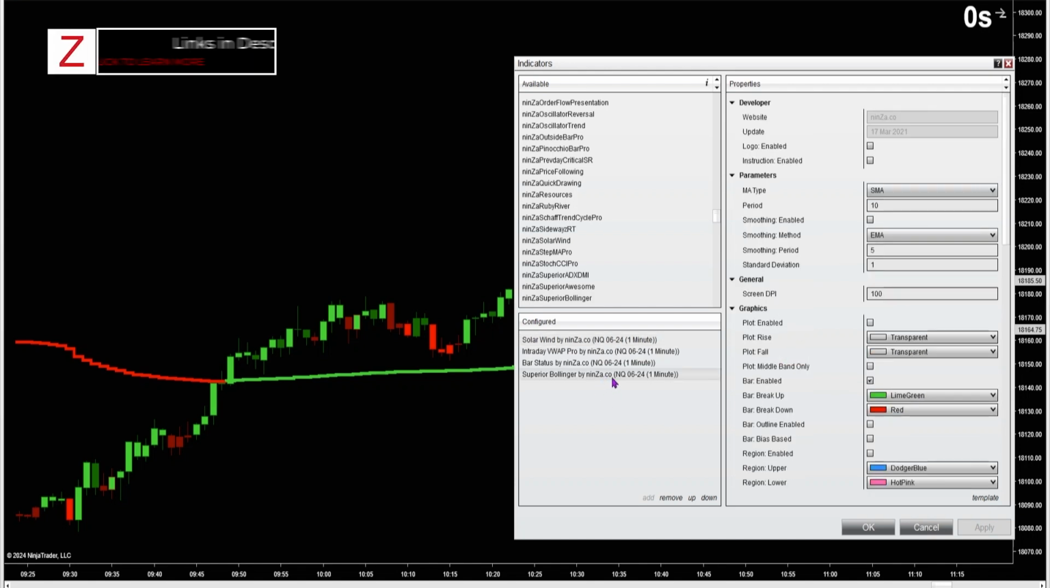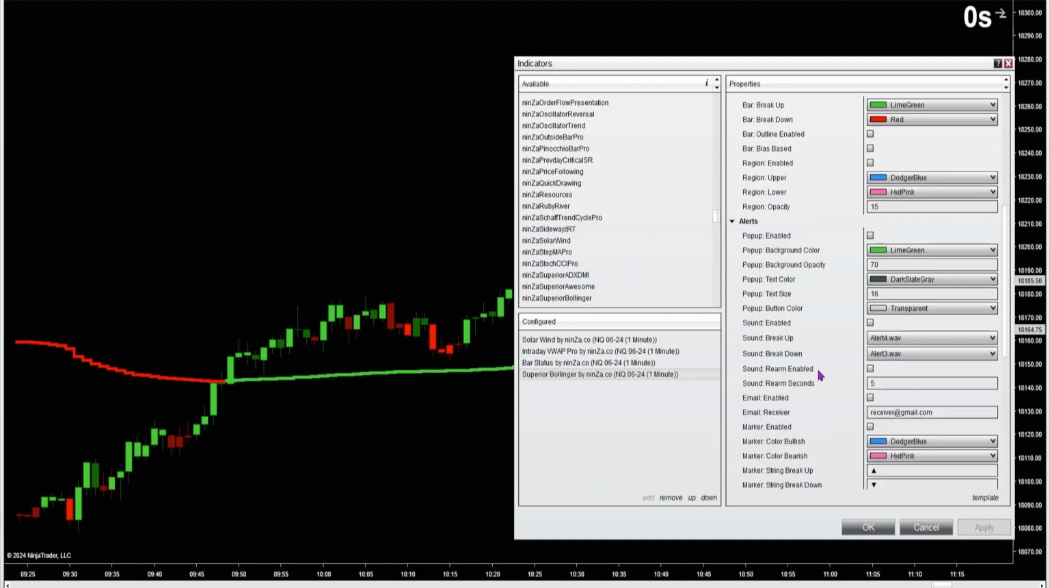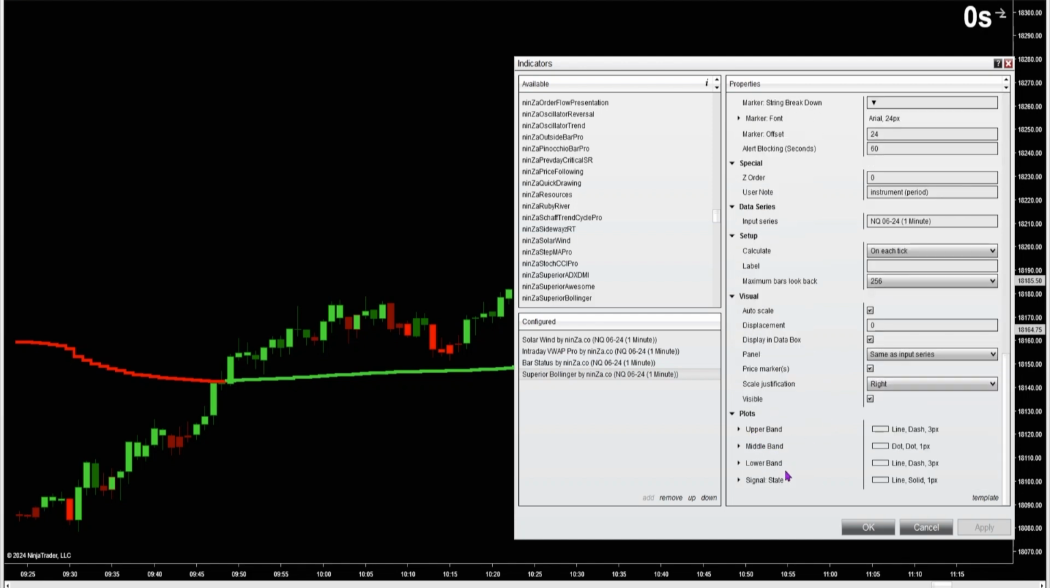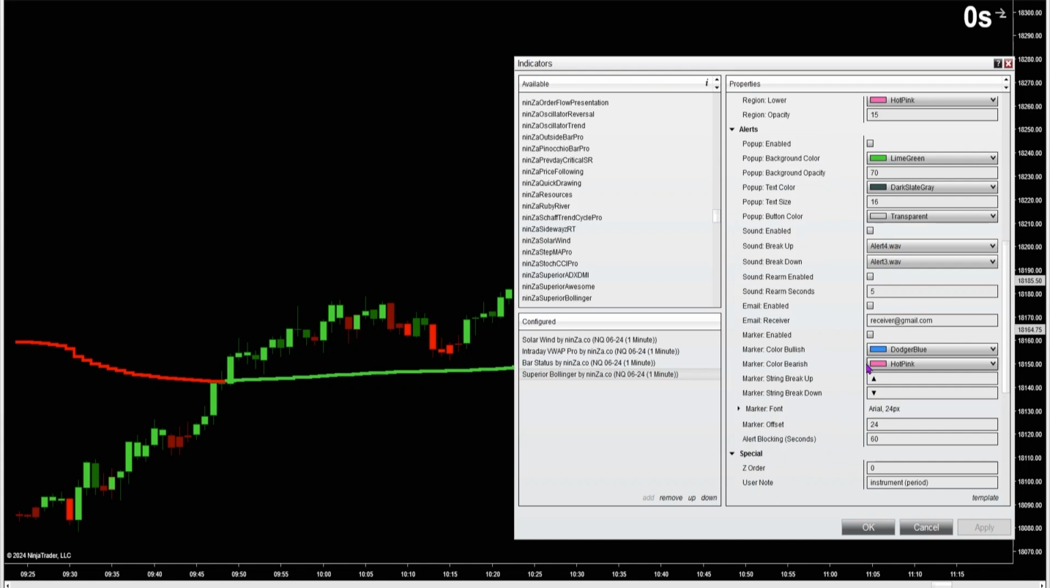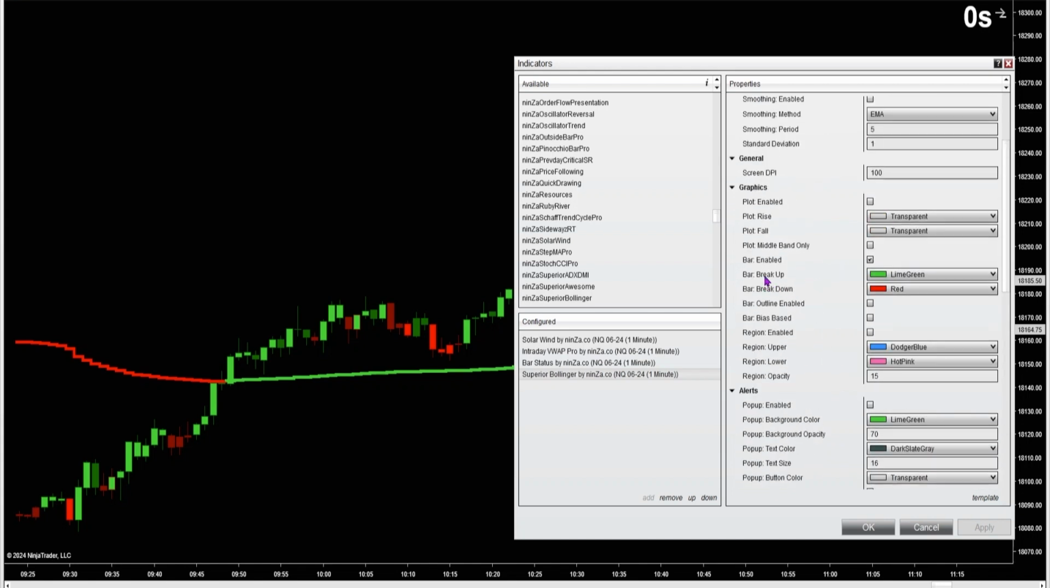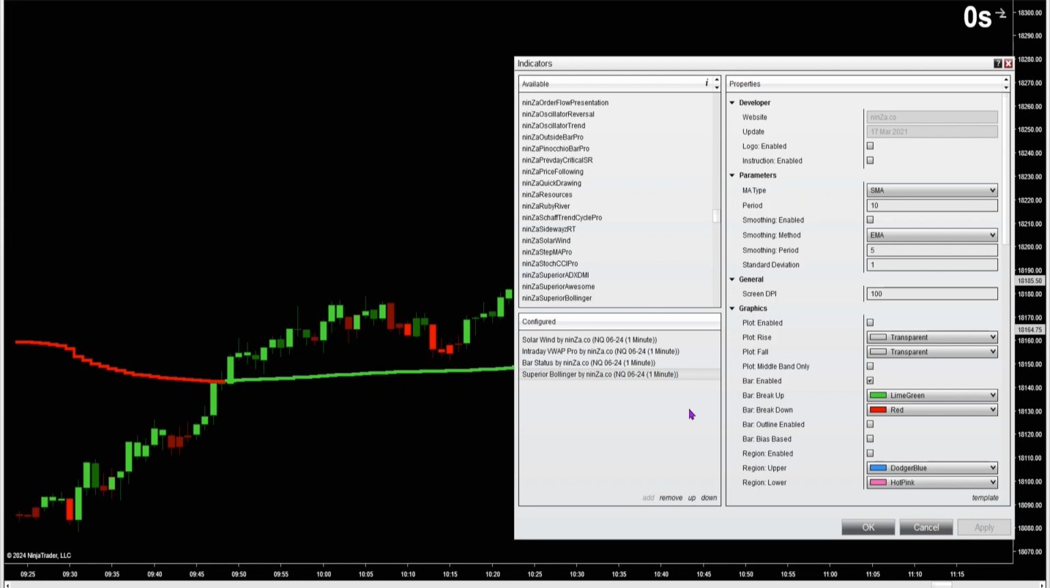For the superior Bollinger, I've disabled the region. I've changed the plot rise and fall to transparent. Changed all the bands to transparent. Turned off the markers. The only thing I have activated is the bar. Bar is enabled. And for the breakup, I've got lime green. Breakdown, I've got red. For the parameters on the superior Bollinger, I've got a 10 SMA with a standard deviation of 1.